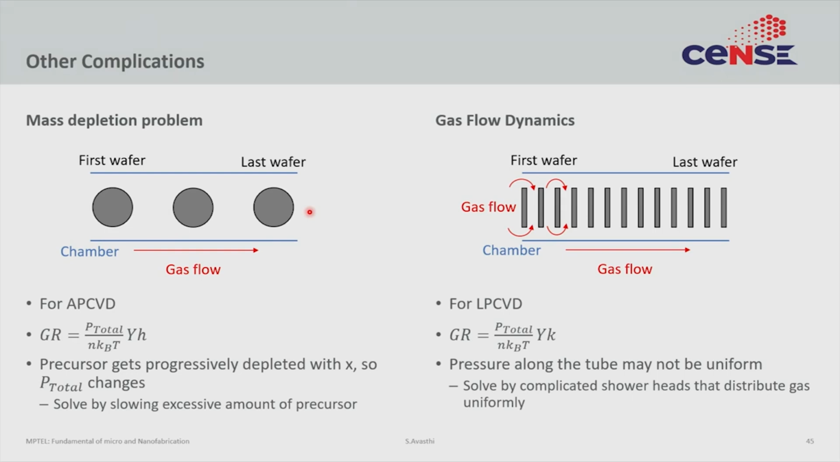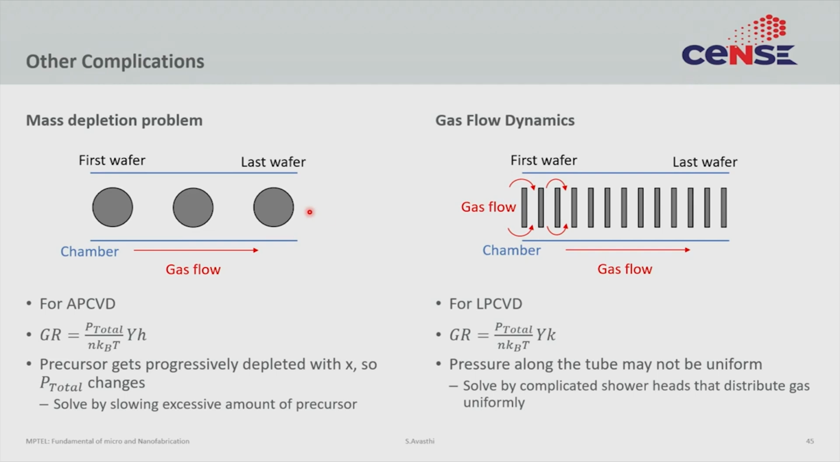So, even if your reactor is very well designed from a gas flow perspective, because of depletion of the precursor, you might still see some non-uniformity. So, the way to do that is to flow a lot of precursors, a lot of excess of precursor, and use a very small percentage of the precursor. Of course, this causes a lot of wastage, which increases cost.